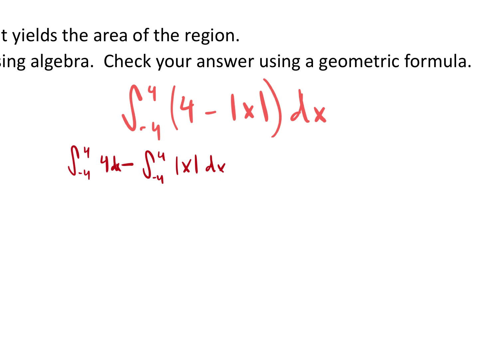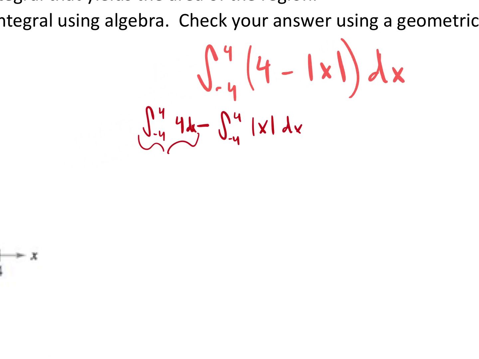So the first part here, we can evaluate using our integration rules. We can take the antiderivative. Let's do that first, and then we'll look at our absolute value one. So when I take the antiderivative here, I would get 4x from -4 to 4.